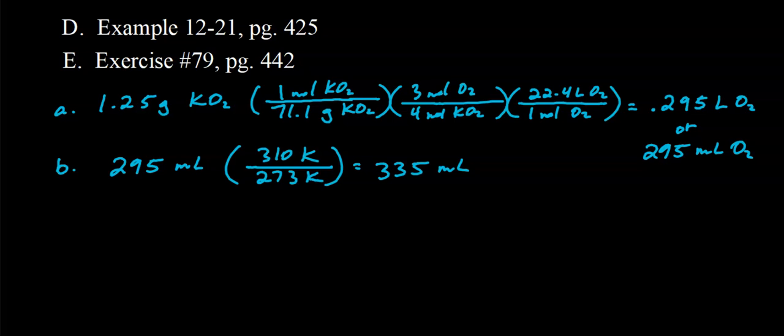So I used Boyle's law, or here you notice I use a ratio of temperature. Temperature is going up from 273 to 310, which is going to cause the volume to go up. And so I got 335 milliliters or 0.335 liters.